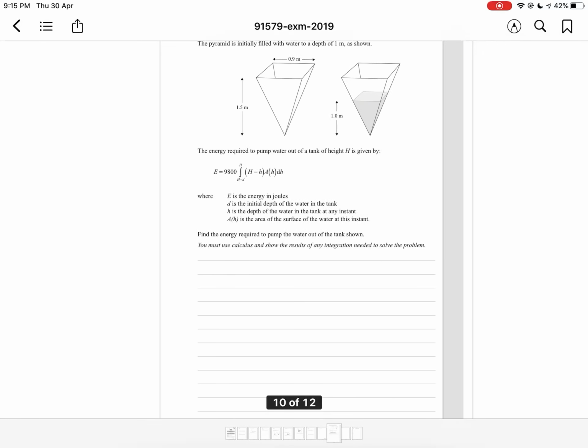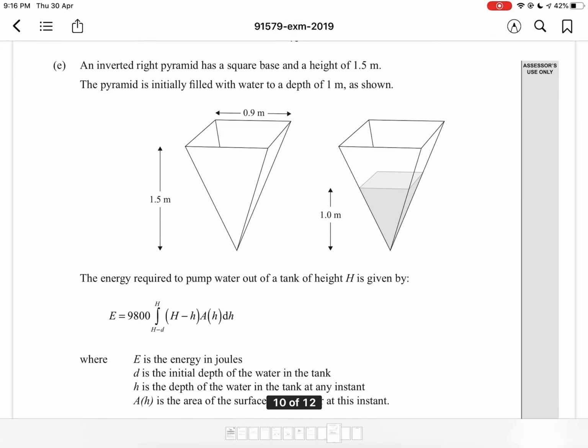All right, question E. An inverted right pyramid has a square base and a height of 1.5 meters. The pyramid is initially filled with water to a depth of 1 meter as shown. So we have our diagram here. The energy required to pump out water out of a tank of height h is given by 9,800 multiplied by the definite integral from x equals h minus d to x equals h.